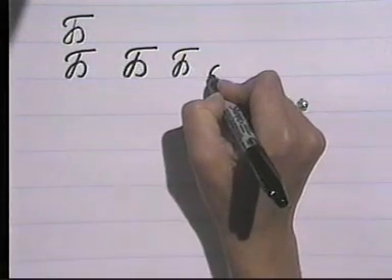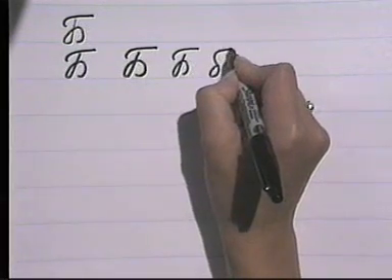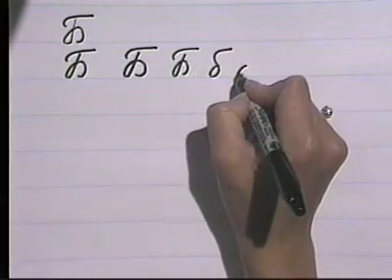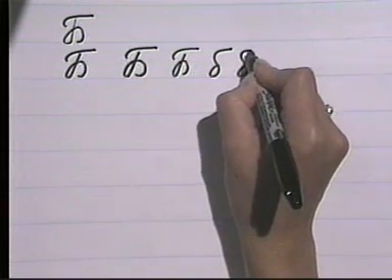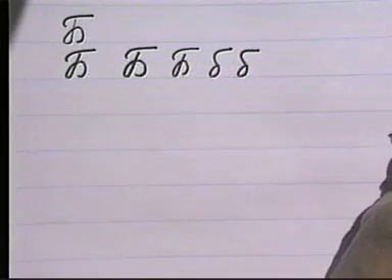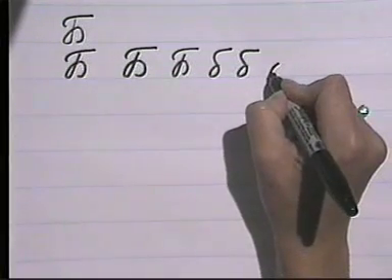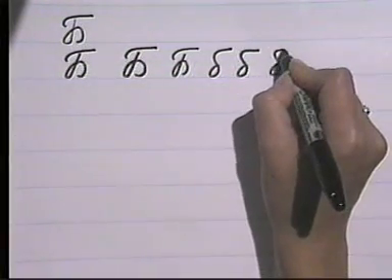And this is what we do with the lowercase. Up to here it looks like the letter O, but we have to continue and complete it this way. This is the letter B.